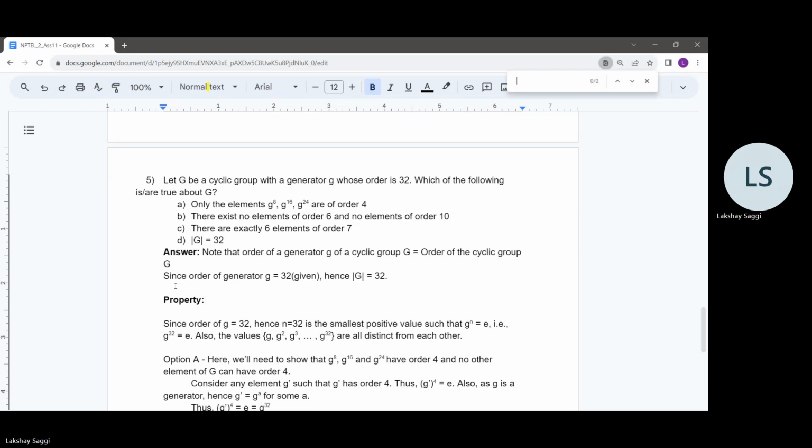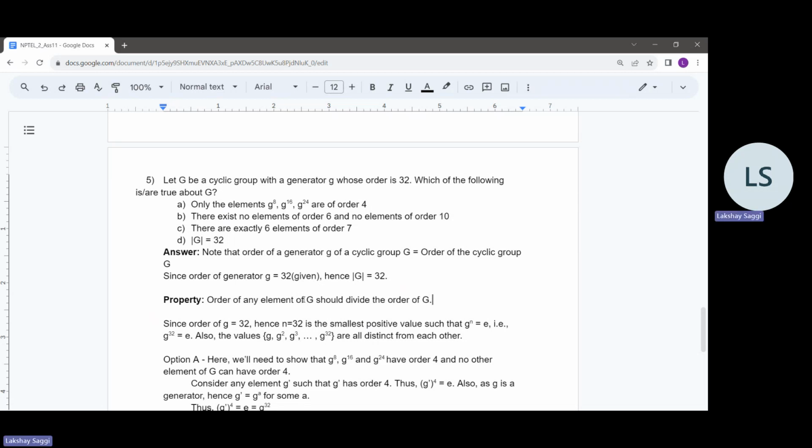Property: the order of any element. This has also been discussed in the lectures, so I will not provide a proof for this. The order of any element of G should divide the order of G.